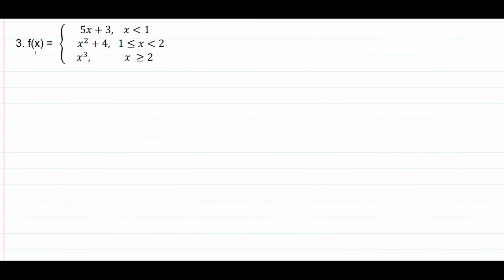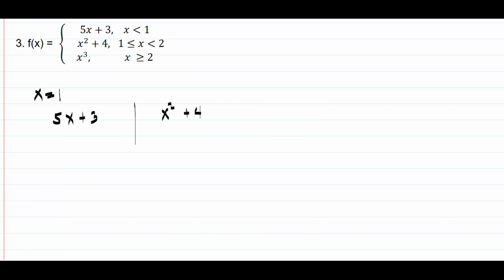In example number 3, f of x equals 5x plus 3 if x is less than 1, x squared plus 4 if x is greater than or equal to 1 but less than 2, and x cubed if x is greater than or equal to 2. So let us check whether the function is continuous at the given values of x. Let's start with x equals 1. Since the value of x is 1, we are going to use the functions 5x plus 3 and x squared plus 4.